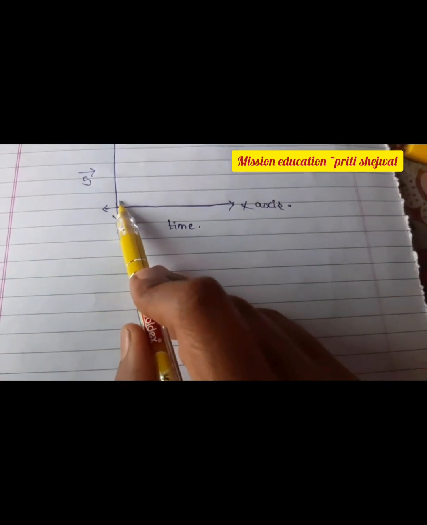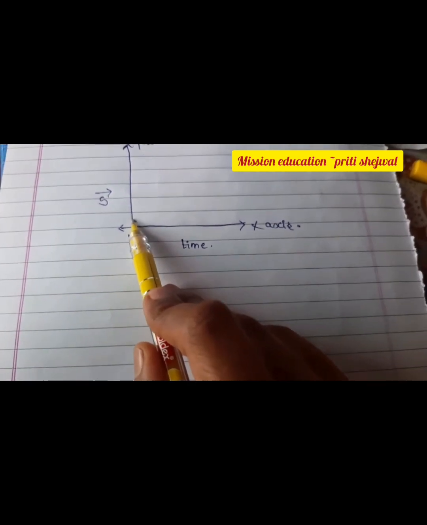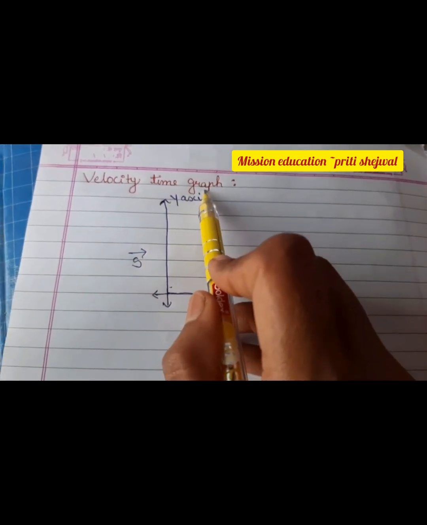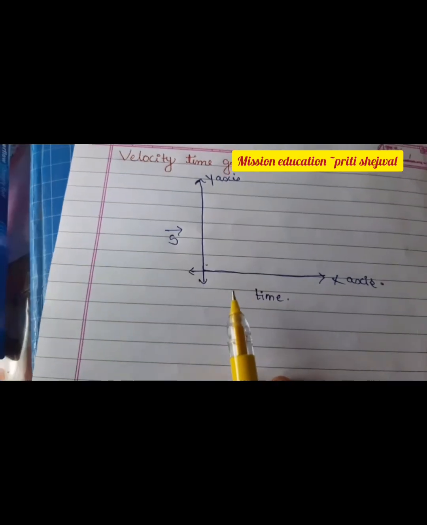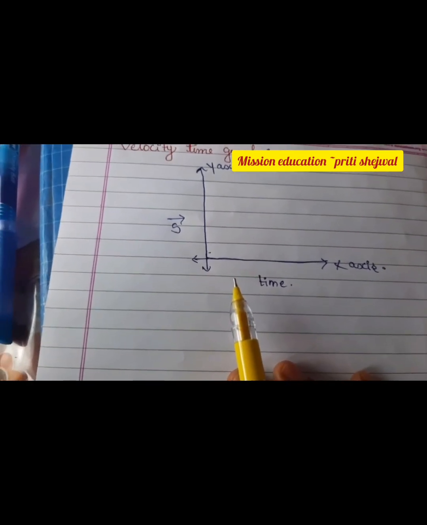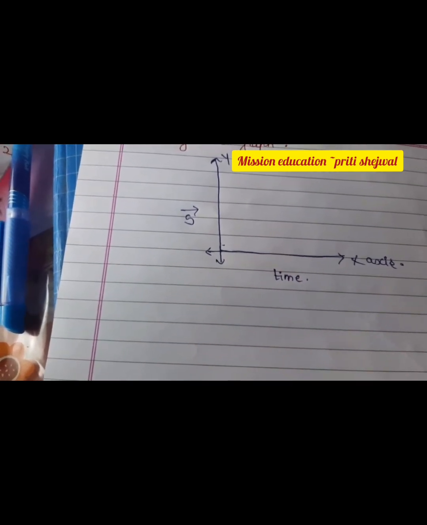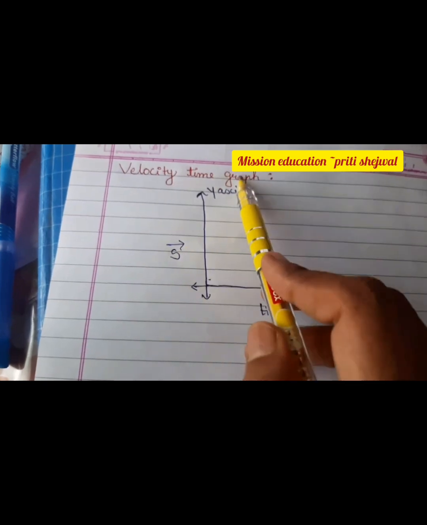Earlier we took distance on the y-axis when we were studying the distance time graph, but now we are learning about the velocity time graph. So on the y-axis we will take displacement. In the displacement time graph, the slope gives us velocity. When we took distance on the y-axis, the slope which we got was speed, isn't it? Now here we are talking about the velocity time graph.